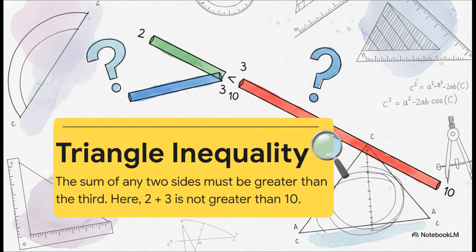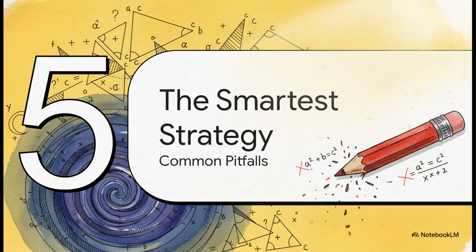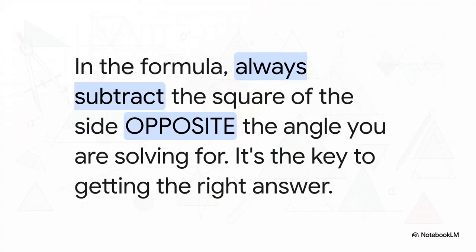How cool is that? So we've seen how powerful this formula is. It can find any angle, and it can even prove when a triangle can't exist. Now, to make sure you can use it correctly every single time, let's go over the single biggest mistake people make. Here it is, the most important detail to get right.